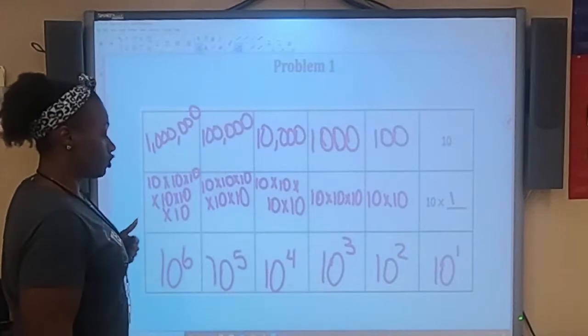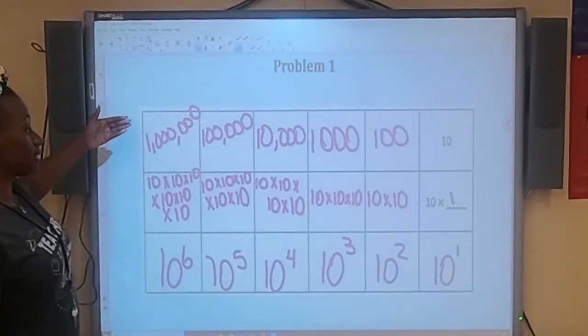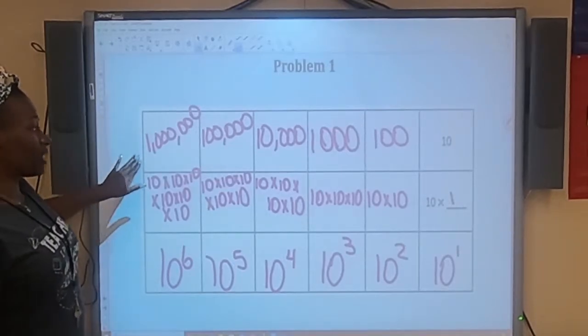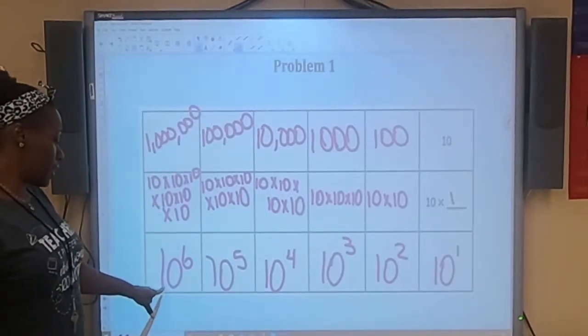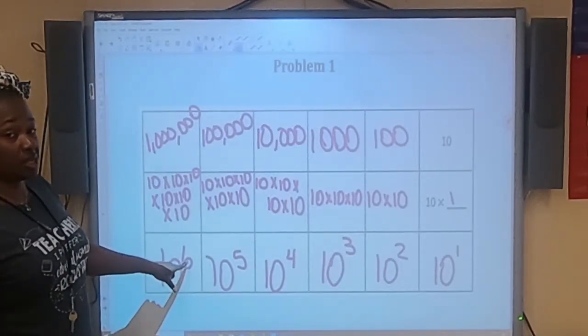That's how our exponential form works. Exponential form is just a shorter way of writing standard form. Instead of writing all these zeros, I can simply write 10 and let you know that it's a million because it's 6 zeros.